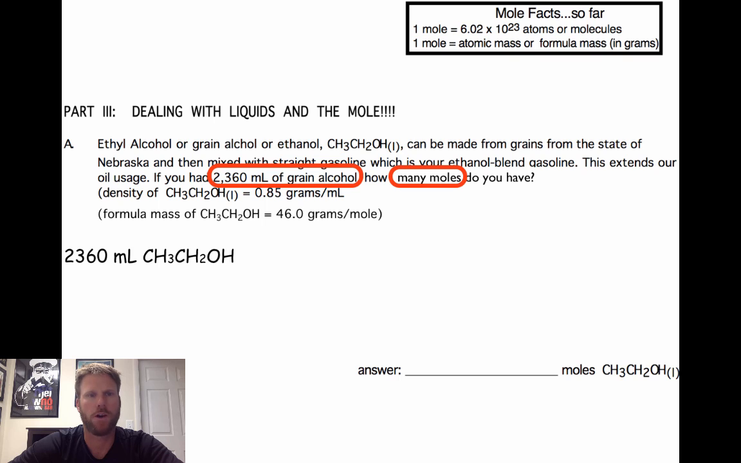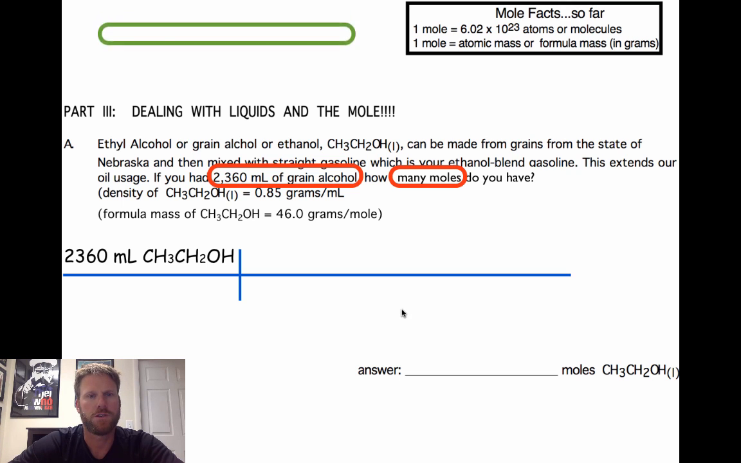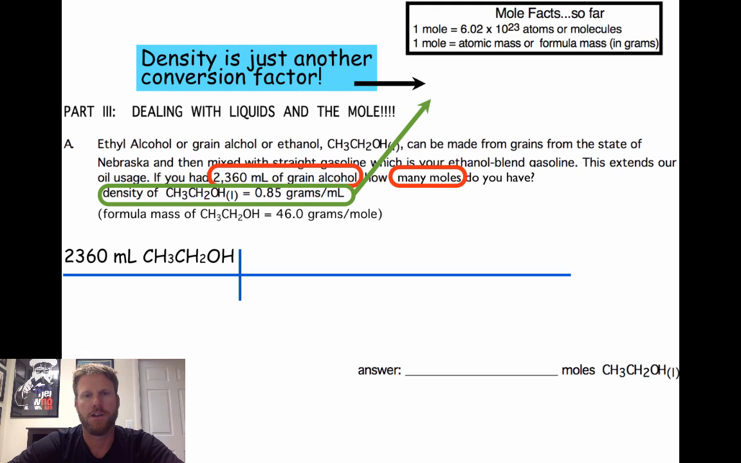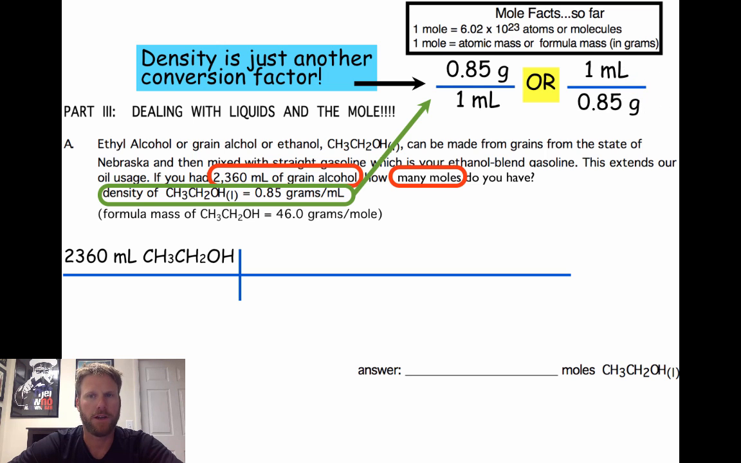alcohol. So let's start with what we're given, 2,360 milliliters of ethyl alcohol, and we need to convert it to moles. We're going to have to use the density to convert from milliliters to grams. Density is just another conversion factor to us. We could write the density of ethanol as 0.85 grams per milliliter, or we could write it as 1 milliliter is 0.85 grams. Well, how would we have to write it in this problem?